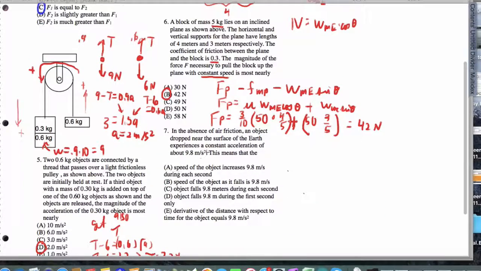And for number 7, in the absence of air resistance, an object is dropped near the surface of the Earth. So let's be clear. The speed of the object as it falls? Nope. The object falls 9.8? Nope. Nope. And nope. This would be true if this were just meters per second squared, the derivative of the velocity. But it actually turns out choice A is the only answer that actually works.